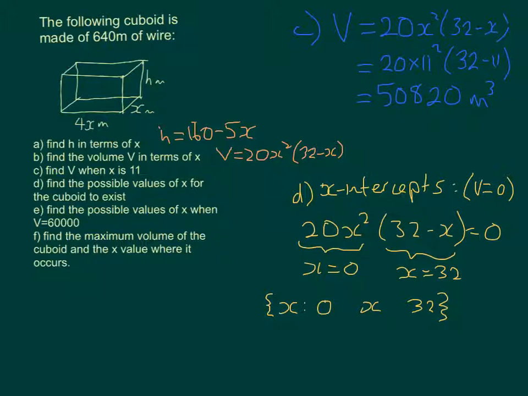Now the question is asking for the possible values for the cuboid to exist. So we definitely know it's going to be like so, but is it going to equal? Well, if x was equal to 0, then the cuboid would not exist. So any minuscule fraction above 0, the cuboid theoretically can exist, so we'll need to just leave it like that. We can't let it equal 0 or equal 32.